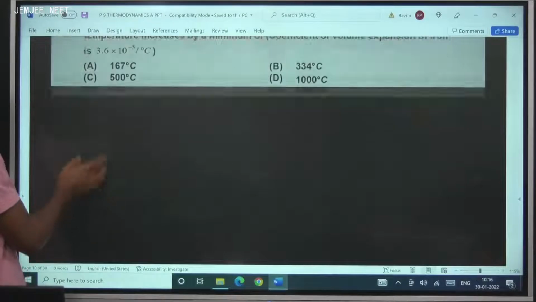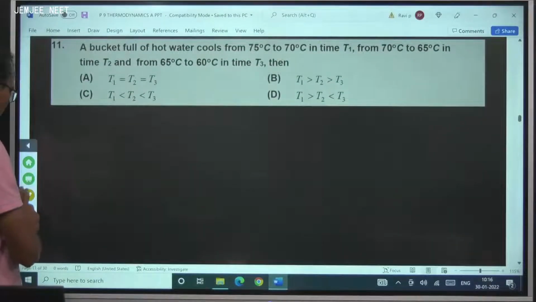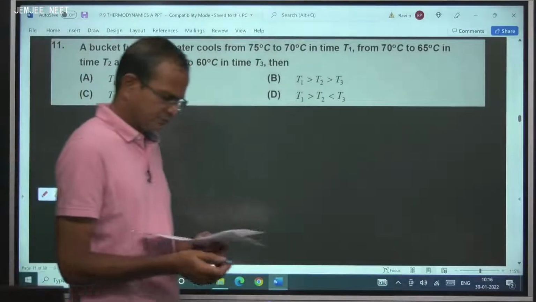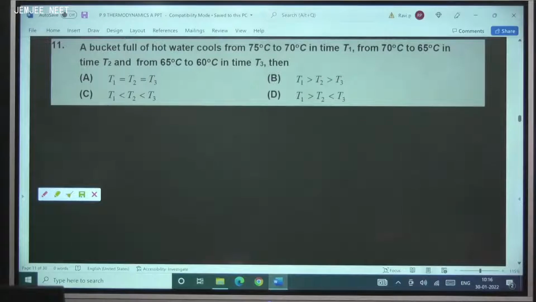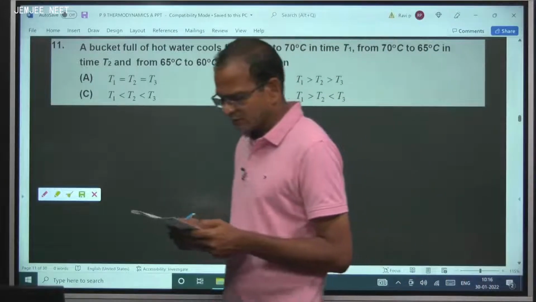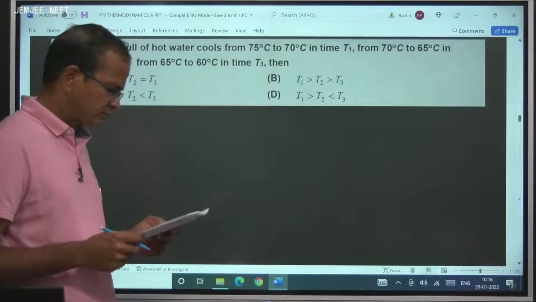Come on, now we will go to the next question. Question number 11. A bucket full of hot water cools from 75 degree to 70 degree Celsius in time T1. Sorry, from 70 to 65 in time T2.